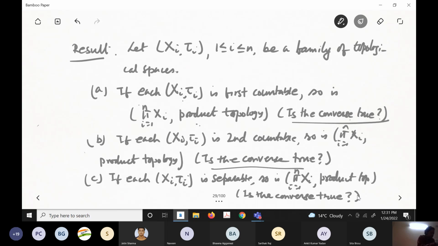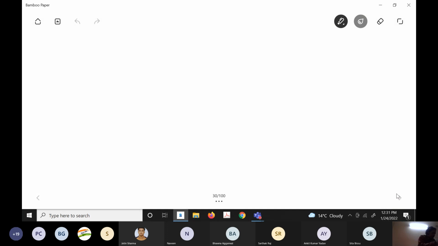Okay, so this is the thing. Actually, is the converse also true? How do you prove that? Suppose this is first countable. You are assuming this is first countable. Now, phi I to xi.